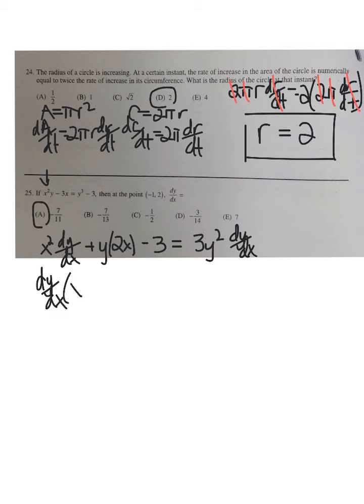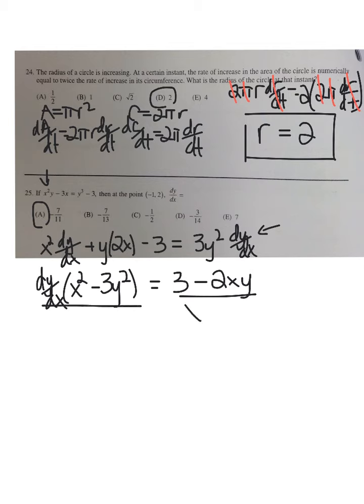So the x squared staying on the left, but my 3y squared over here is coming over to the right, so that's going to be minus 3y squared. And then I'm going to bring those other terms to the right-hand side. So that negative 3 is going to become positive, and then I'm going to have minus 2xy. And then I am just going to divide out the x squared minus 3y squared from both sides, and there's my dy/dx.